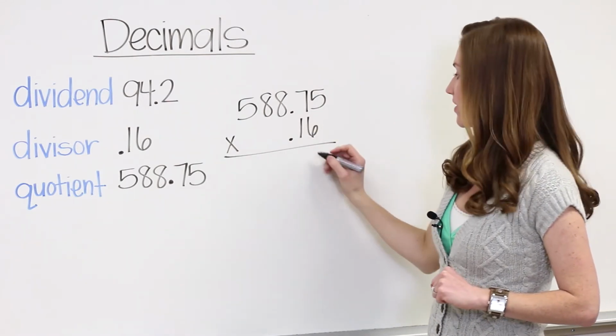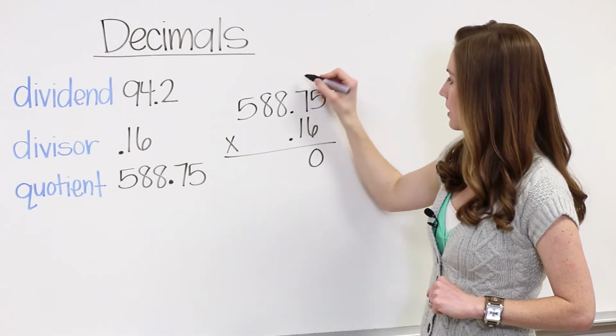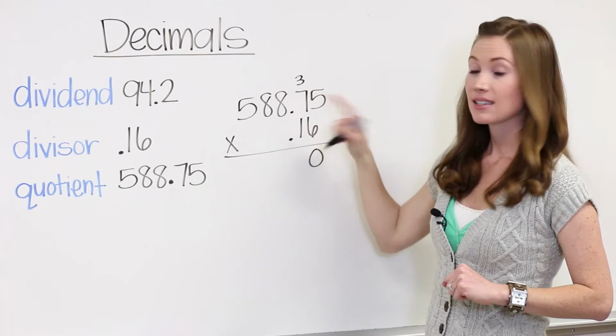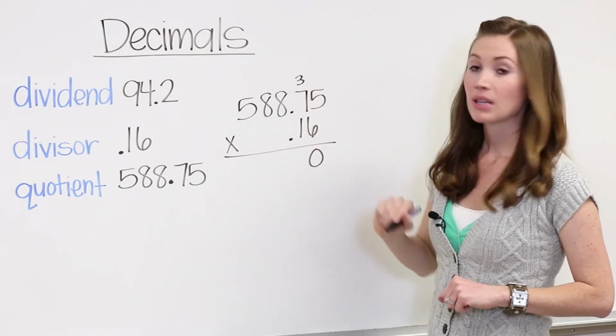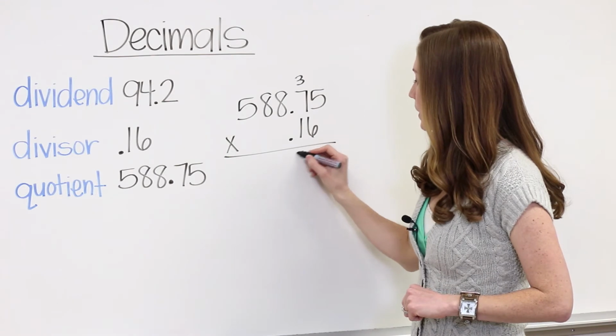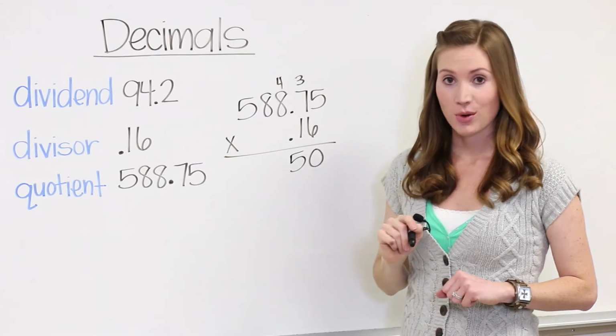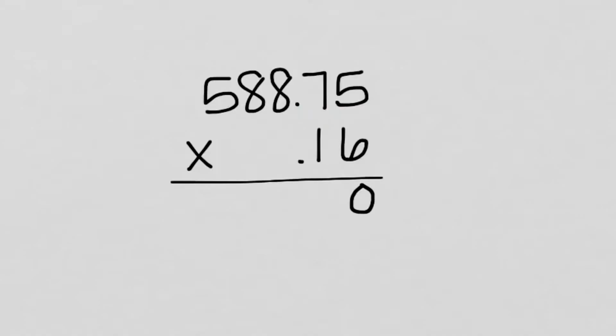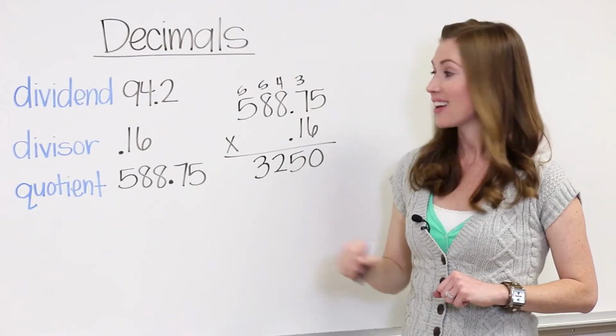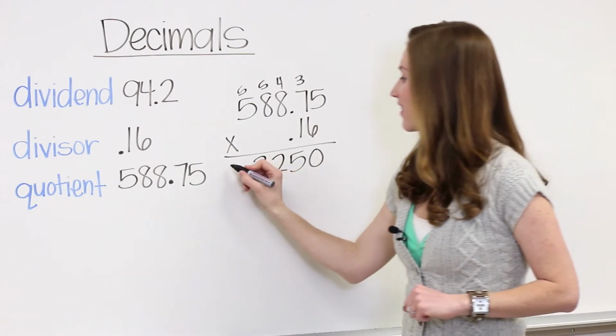6 times 5 is 30. We write the 0, carry the 3. 6 times 7 is 42, plus 3 is 45. We write the 5 and carry the 4. 6 times 8 is 48, plus 4 is 52. We write the 2, carry the 5. 6 times 8 is 48, plus 5 is 53. We write the 3, carry the 5. 6 times 5 is 30, plus 5 is 35.